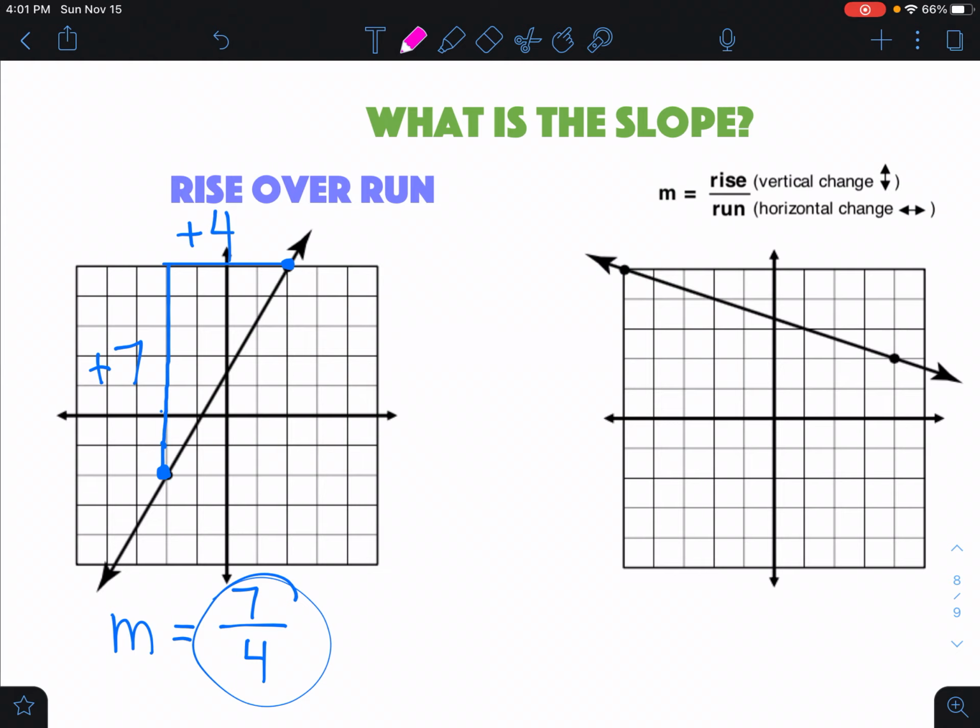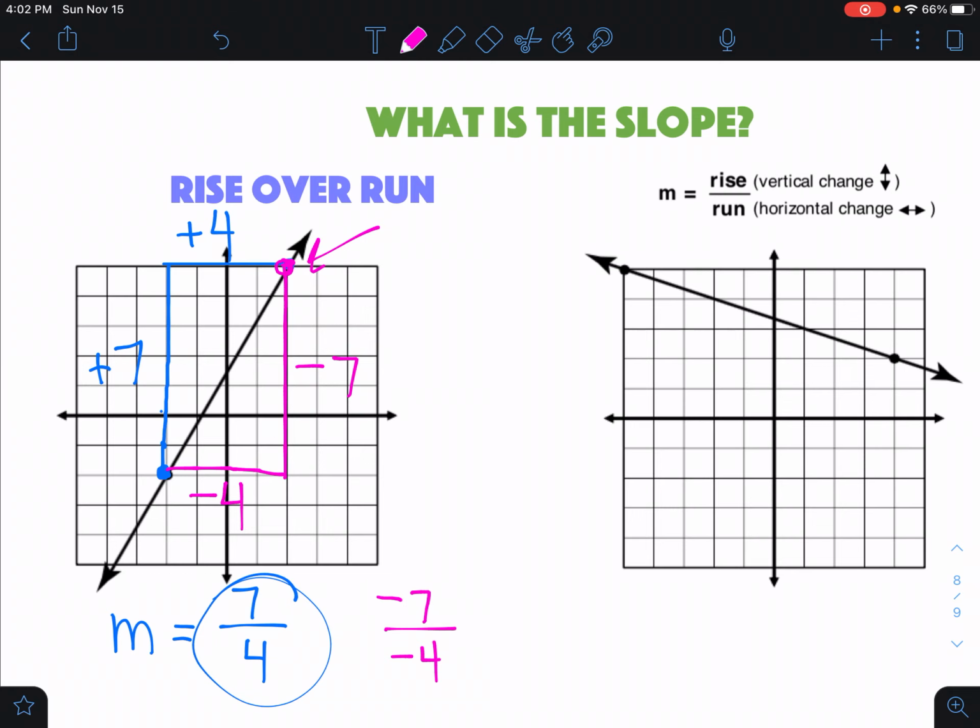Okay, real quickly, before I move on, let's say you started at this point instead. So you were here. Then you went down 1, 2, 3, 4, 5, 6, 7. Well, if you go down, you say that's -7. And then I got to go 1, 2, 3, 4 units to the left. Well, because I went to the left, that's negative 4.